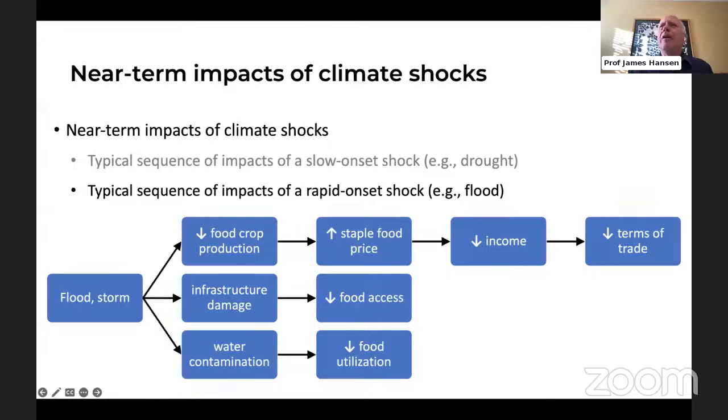So rapid onset shock, we think, for example, of a flood. It could be a windstorm, a heat wave, a tropical cyclone. We call it rapid onset because the impacts may be experienced not over months, but over hours. So we think of a flood or a storm.